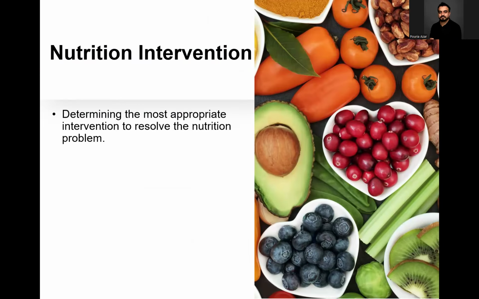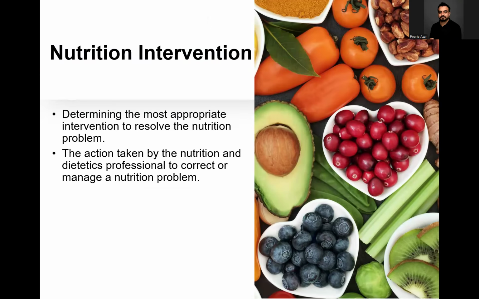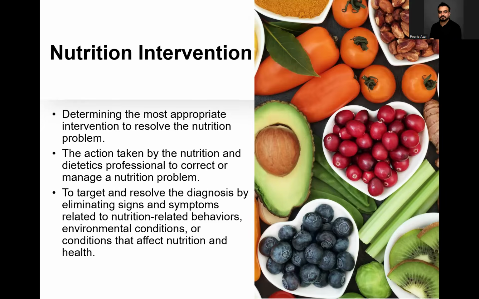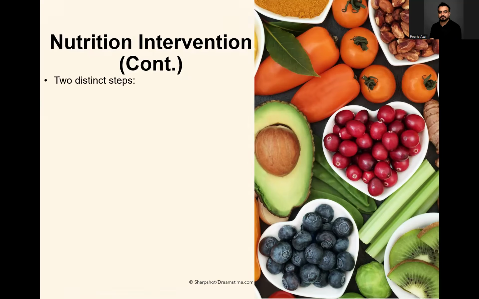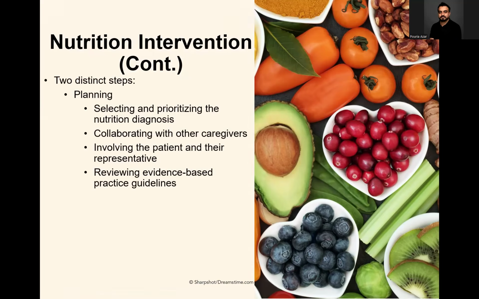And the third step of the nutrition care process is nutrition intervention. And the main goal is to resolve the nutrition problem. And it is defined as the action taken by the nutrition and dietetics professional to correct or manage a nutrition problem. And again, we are targeting the etiology of the nutrition diagnosis, and nutrition intervention must be individualized. It has two distinct steps: planning and implementation.